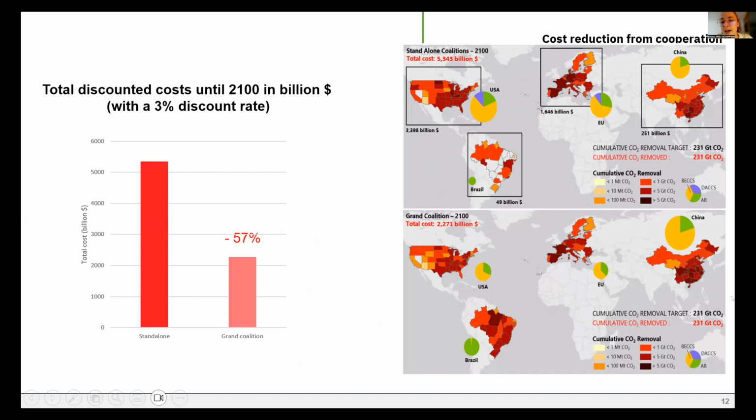We see as well that without cooperation, DACS seems to be used as a last resort option for the US and Europe. And when cooperation is allowed, BECCS and afforestation are being used in priority, which is understandable considering the higher cost of DACS. We also see here that the size of the pies indicates how much CDR is being produced in each region. And when cooperation is allowed, there is less CDR being produced in the US and in the European Union, and more in Brazil and in China.